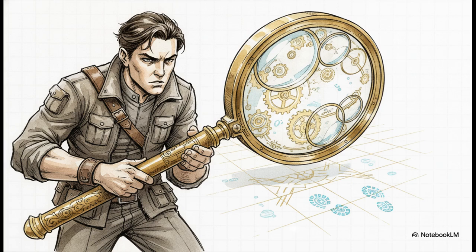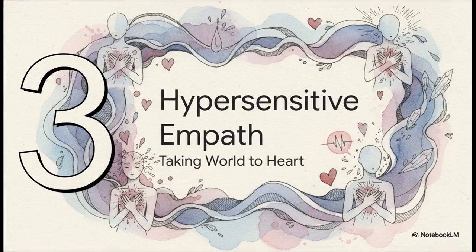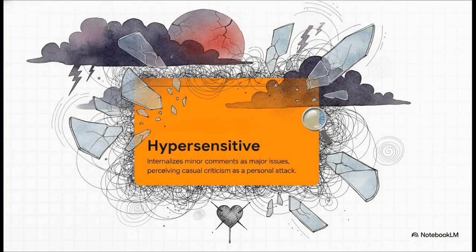If they can just learn to balance that doubt and use their observation skills positively instead of defensively, they become brilliantly perceptive. Okay, let's hit number 3, the hypersensitive empath, taking the world to heart. We probably all know someone like this.